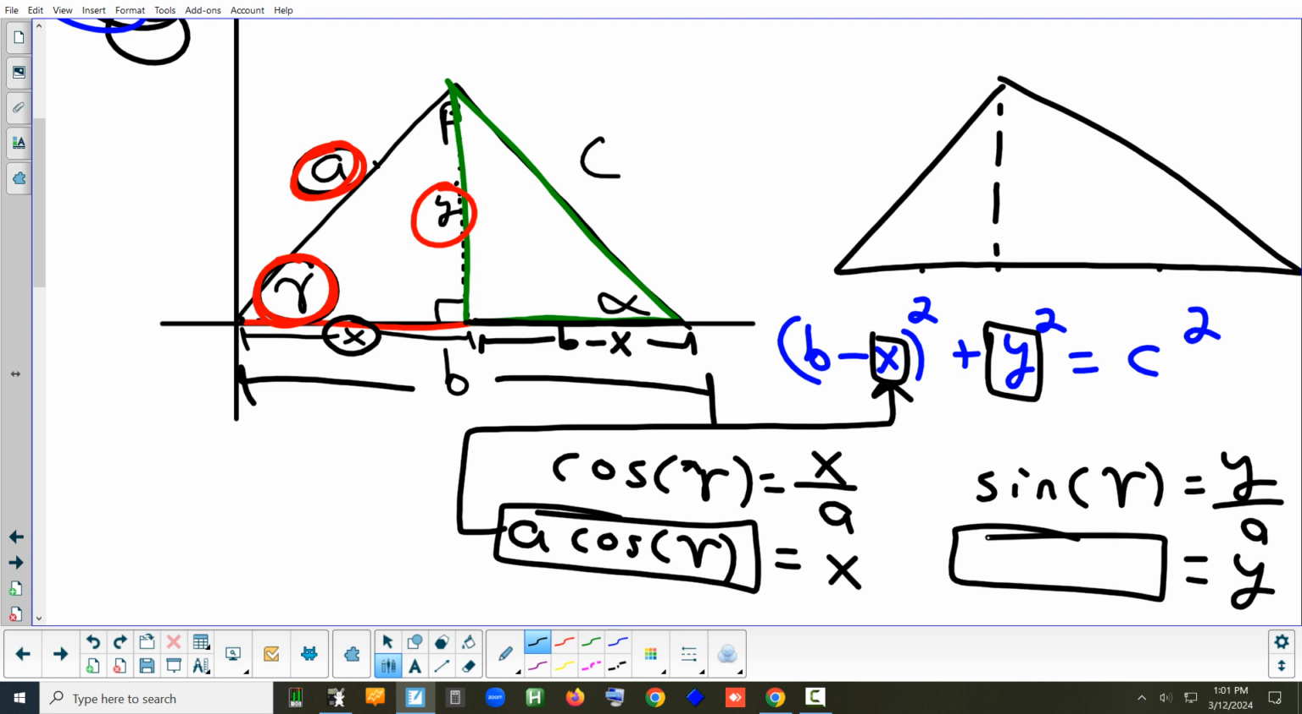Do the same thing. Let's get y by itself. And what would the formula for y be? A sine gamma equals y. That's going to get plugged in right there. When you plug those two things in and simplify it, that's the law of cosines. Right, so it all comes from breaking it down into two right triangles and using the Pythagorean theorem. That's the whole law of cosines, it's based on the Pythagorean theorem.